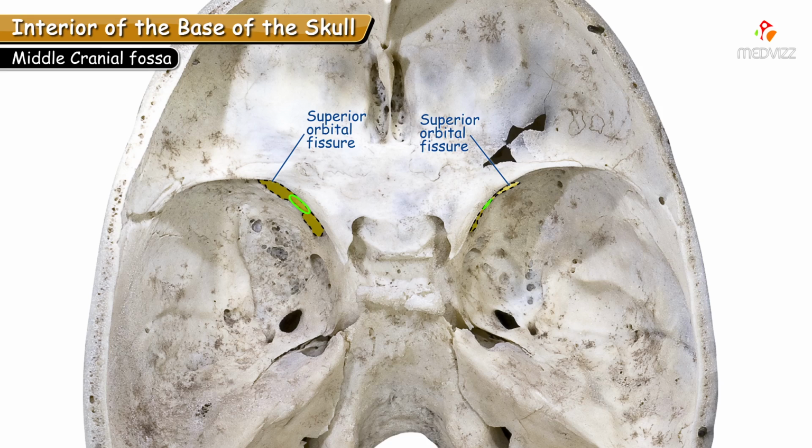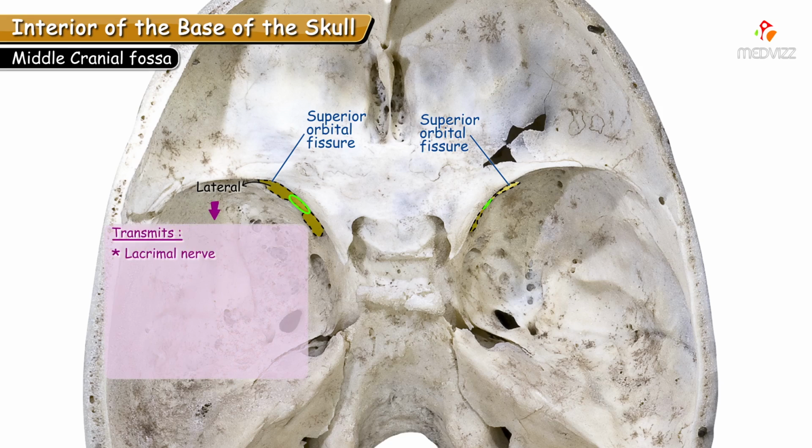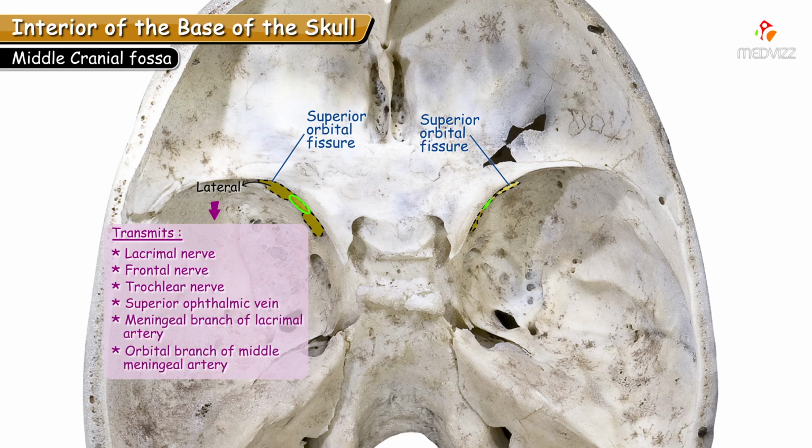And this ring divides the superior orbital fissure into three parts: lateral, middle and medial. Now we shall see the structures passing through each part. Starting with the lateral part, the superior orbital fissure transmits the lacrimal nerve, frontal nerve, trochlear nerve, superior ophthalmic vein, meningeal branch of lacrimal artery, and orbital branch of middle meningeal artery. So these are the structures passing through the lateral part.